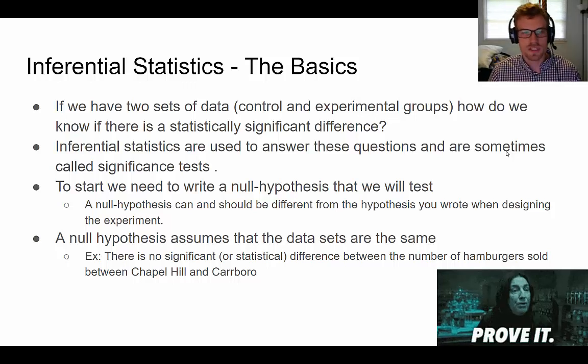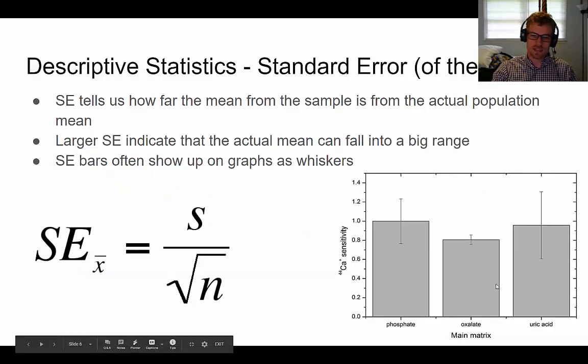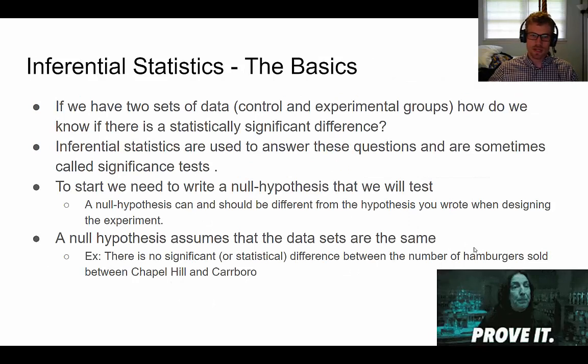So that is descriptive statistics. Let's talk about inferential statistics a little bit more. If we have two sets of data, so again, let's think about our phosphate versus our oxalate. We can see that the standard error bars overlap a little bit, but the means do really look different, right? How do we know that those means are actually statistically significantly different?